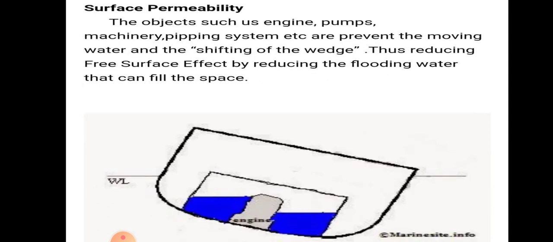Surface permeability. Objects such as engines, pumps, machinery, piping systems, etc. prevent the moving of water and shifting of the wedge, thus reducing the free surface effect by reducing the flooding water that can fill the space.